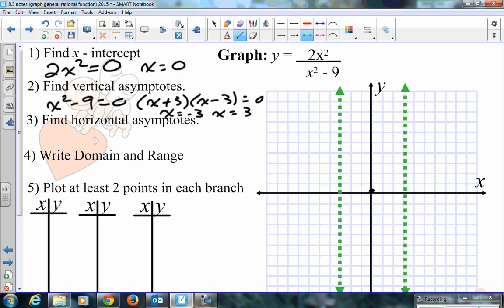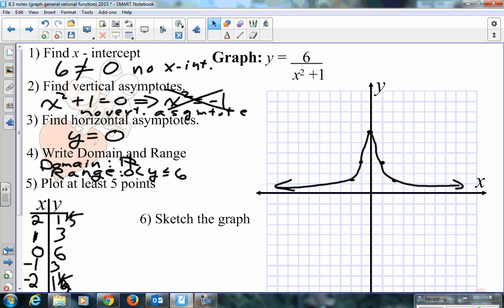And I have my two vertical asymptotes. So we will want to label these. Might have to move that if my points get moving. Okay, now we're going to find any horizontal asymptotes.